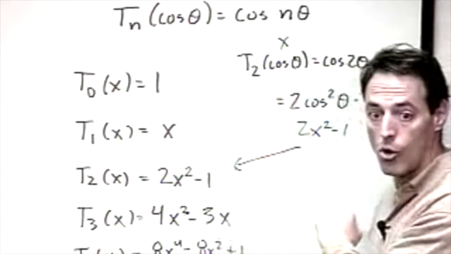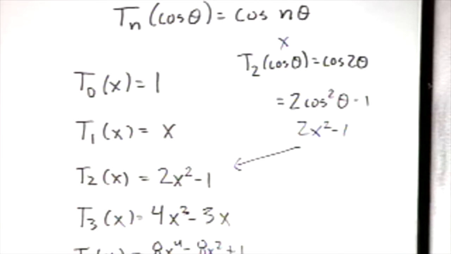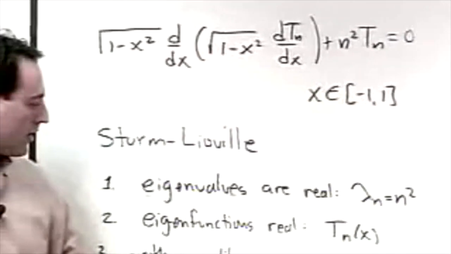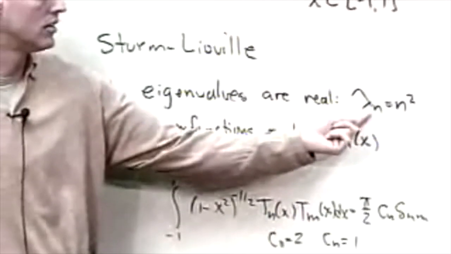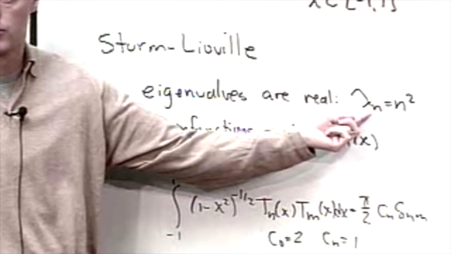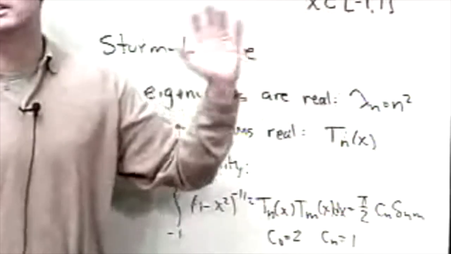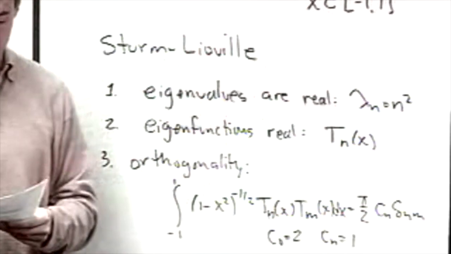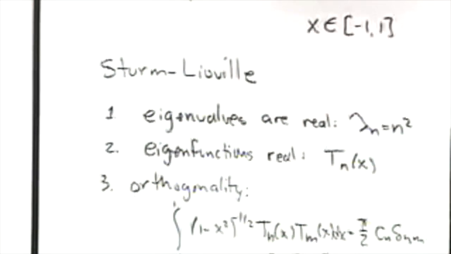And they are all orthogonal. They all satisfy this orthogonality relationship. They're all real eigenfunctions, and the eigenvalues are m² associated with each one. So these two are intimately connected, right? You can't do one without the other. All right.